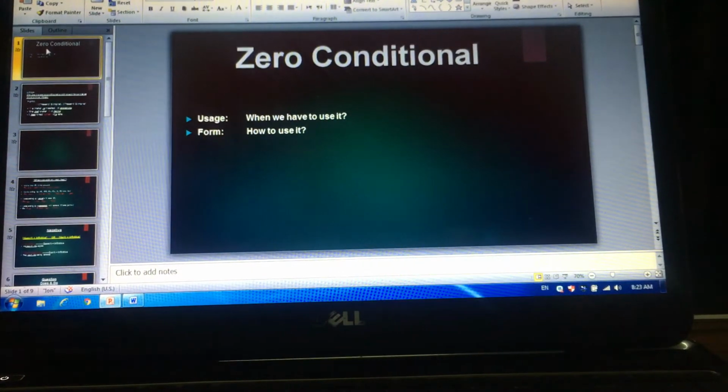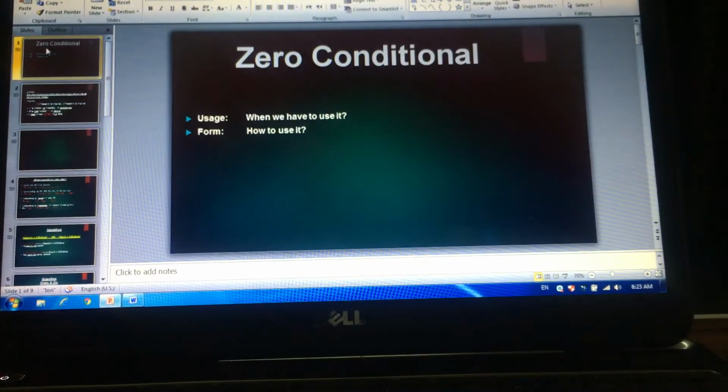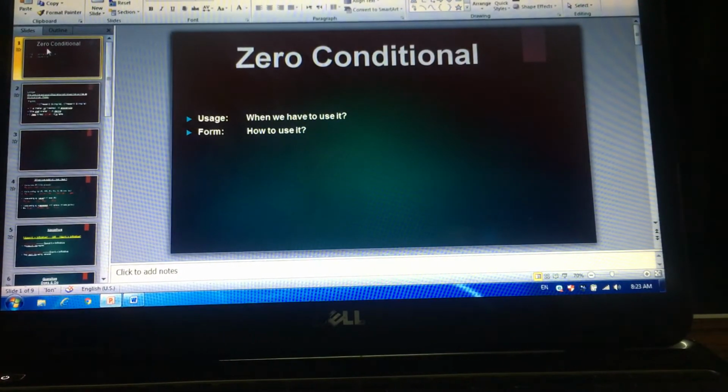Good morning all. Today we are going to cover Unit 11, the grammar part, and let's start with the zero conditional. Today we are going to talk about the zero conditional. Let's start.